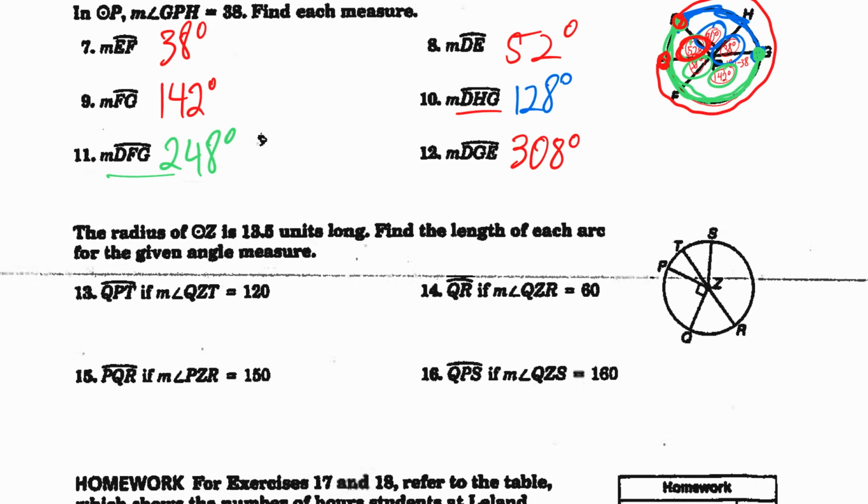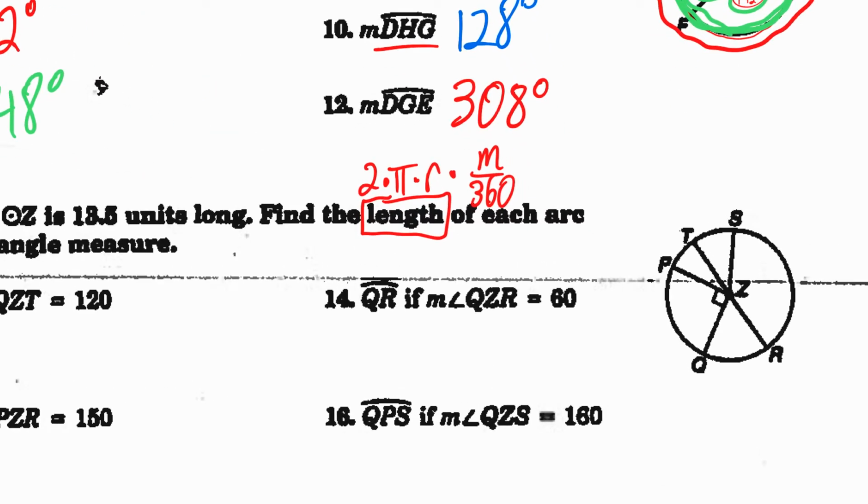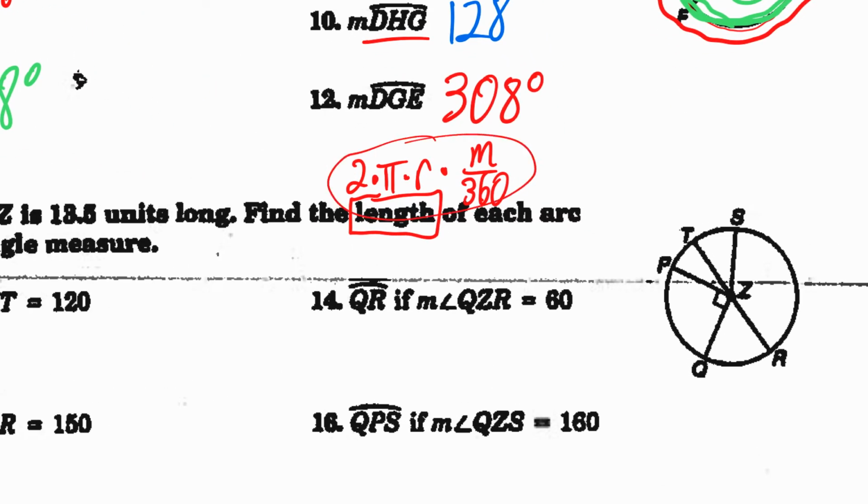Okay, on this next one, it asks for the length. We've done this several times. So the formula is 2 pi r times m over 360. All right, so 2 pi r times m over 360 is how we find length. Okay? 2 pi r times m over 360.